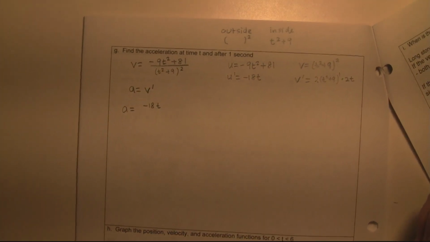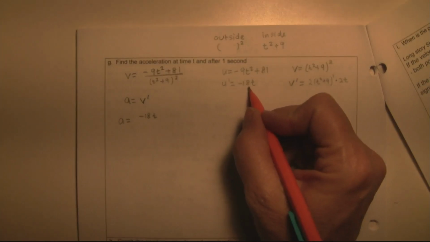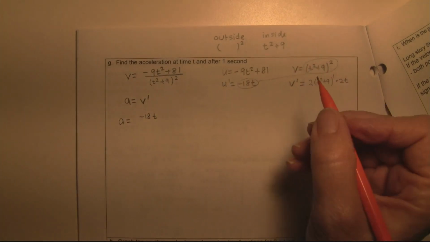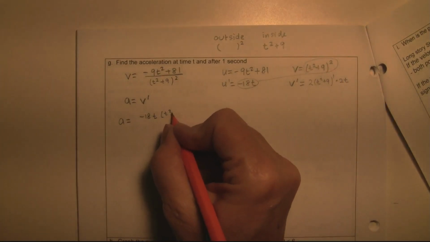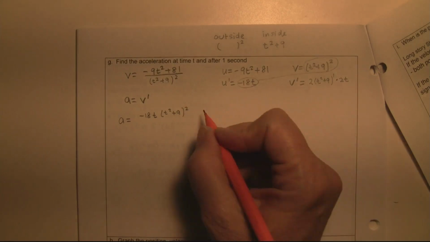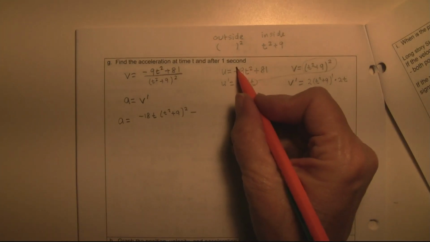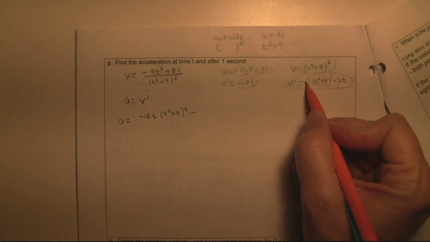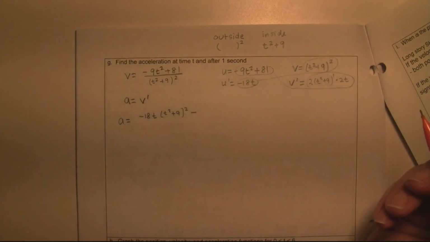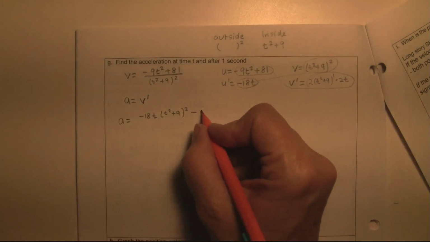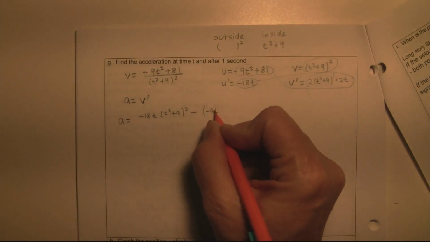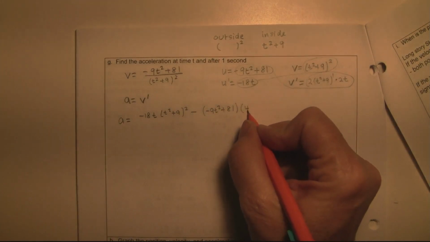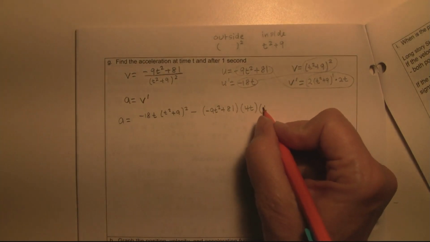I have the muscle memory of the pattern. I say I'm going to start here, and I'm going to multiply these two things together. So this is (t squared plus 9) quantity squared, minus, and then I'm going to multiply these two things together. And so I'm going to write this as negative 9t squared plus 81, and then times 4t, and times t squared plus 9.